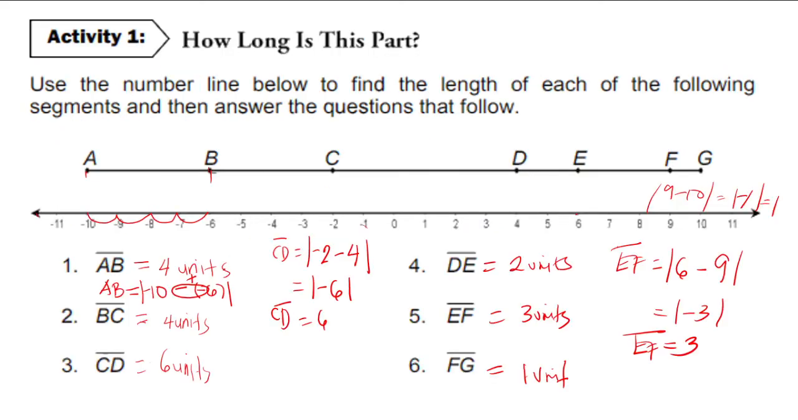Now, next, the second way is by getting the absolute value of the difference of the coordinates of the points. Say, point A is located at negative 10 minus point B is located at negative 6, and you have to get the absolute value of that. Negative and negative will become positive, so you will have negative 10 plus 6. And negative 10 plus 6, that is negative 4, and the absolute value of negative 4 is positive 4. So that is the other way on how to get the length of each of the following segments.